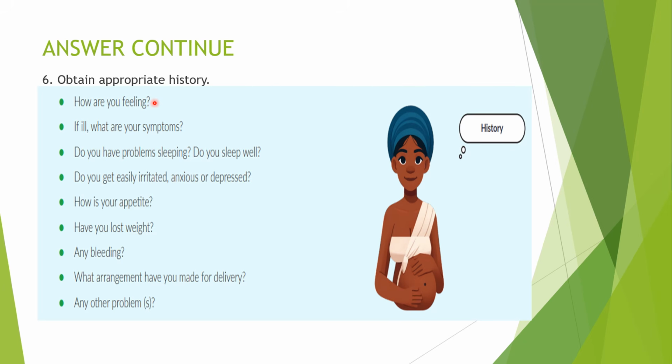Now, in page 652, we are here now. We have to take history. We have to obtain appropriate history. So we're going to ask all these questions.